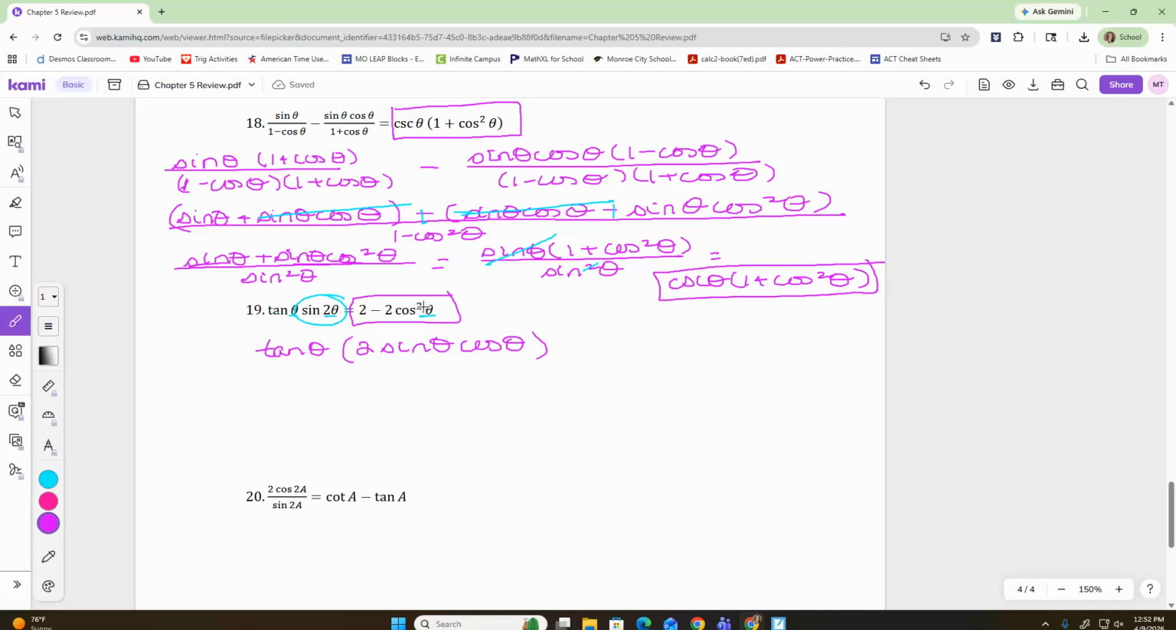Looking at my goal, I only want cosines, so what could I change tangent to? What happens? Cosine's on top and bottom, so it cancels. So 2 times sine is 2 sine squared theta. We are close, but look at our goal. I don't want sine squared. I want cosine squared. What can I change sine squared to?